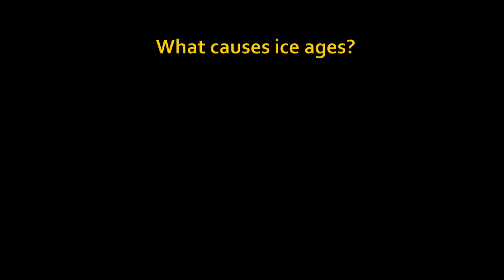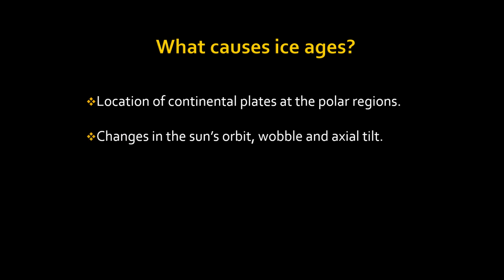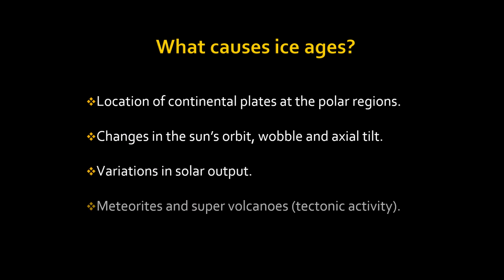What causes ice ages? Location of continental plates at the polar regions. Changes in the sun's orbit, wobble and axial tilt. Variations in solar output. Meteorites and supervolcanoes, tectonic activity. Changes in oceanic circulation. A detailed description of each of these causes will be discussed in a future presentation.